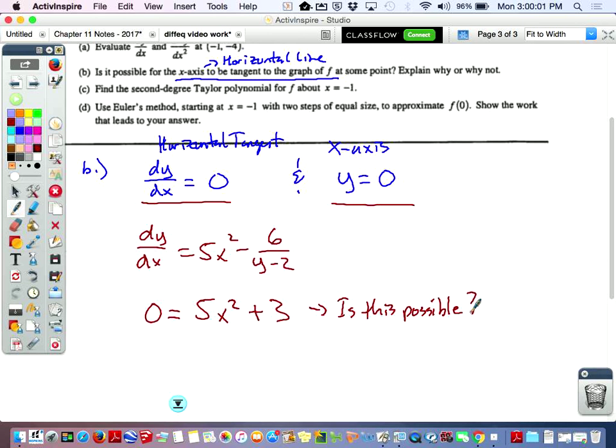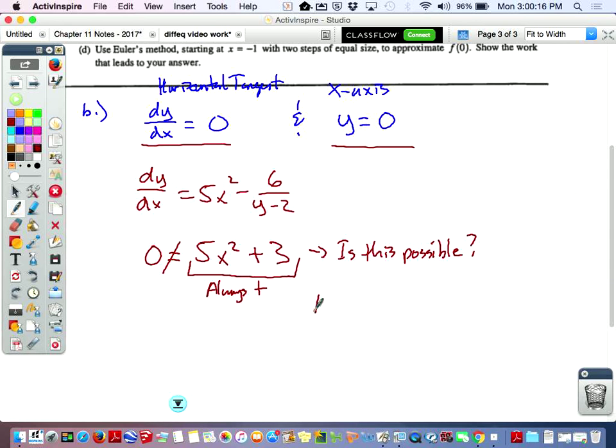And the answer is no. 5x squared plus 3 can never be 0 because this has got to always be positive. So what we would say here is that the x-axis will never be tangent to f of x.